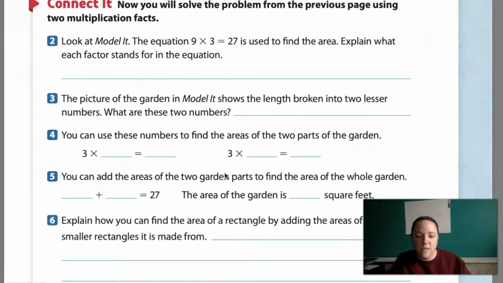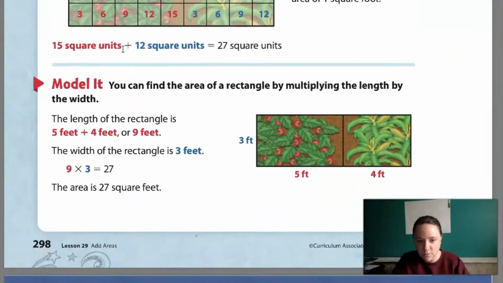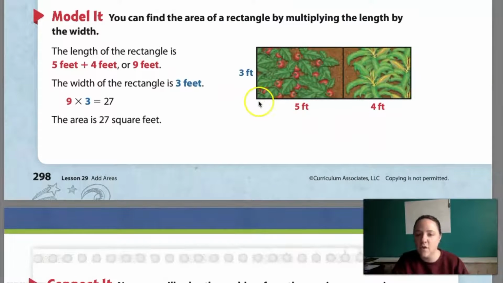Okay, we'll do this real quick. Connect it. Now you will solve the problem from the previous page using 2 multiplication facts. So look at the model. The equation 9 times 3 equals 27 is used to find the area. Explain what each factor stands for in the equation. Okay, factors are the numbers. So the 9 stands for the what?